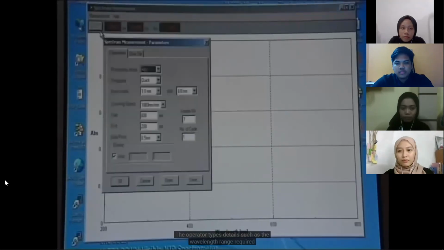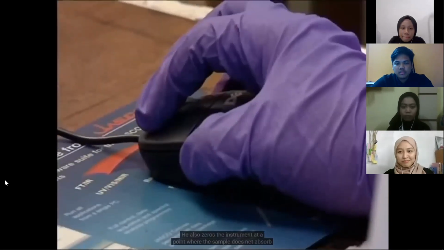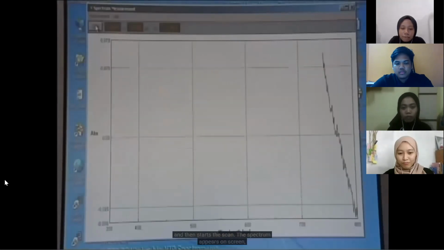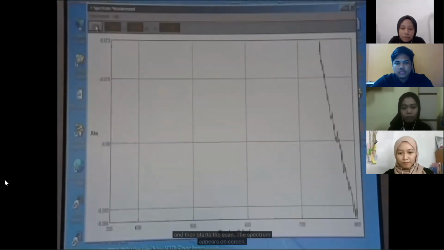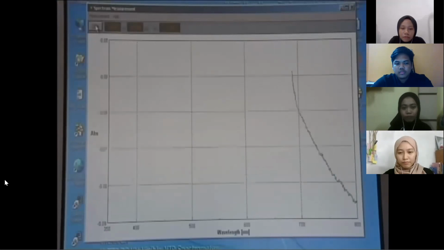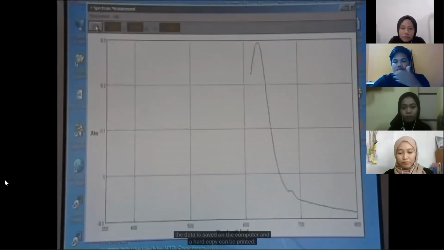The operator types details, such as the wavelength range required and scanning speed, into the computer that controls the instrument. He also zeroes the instrument at a point where the sample does not absorb, and then starts the scan. The spectrum appears on screen. The data is saved on the computer and a hard copy can be printed.